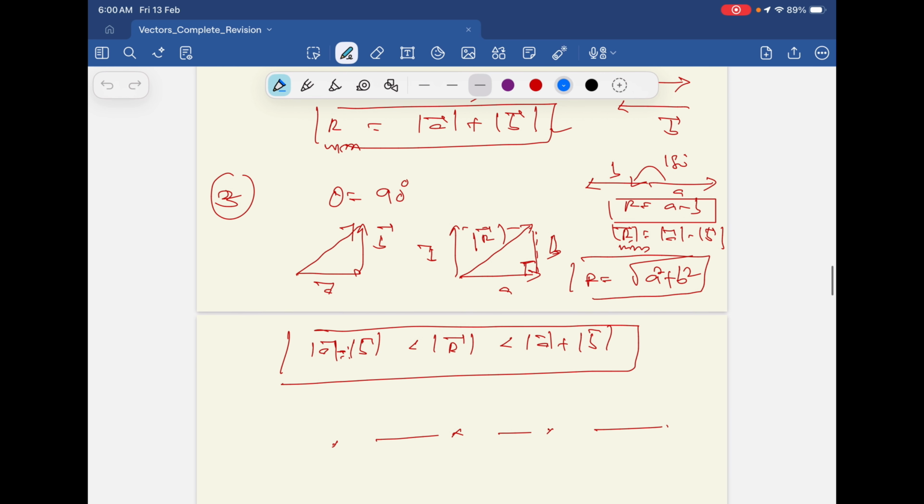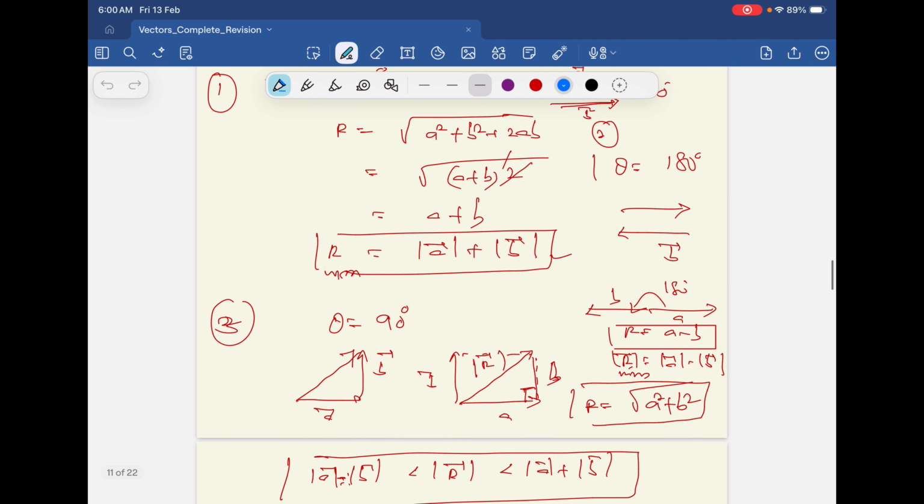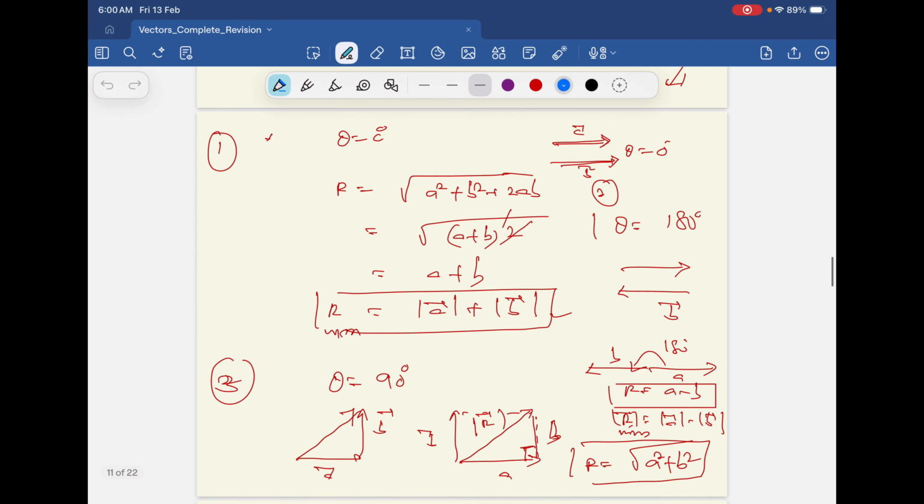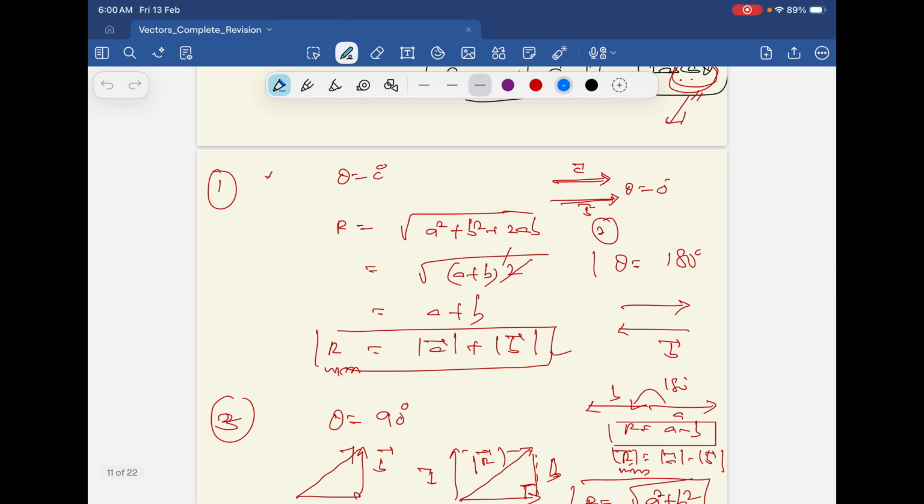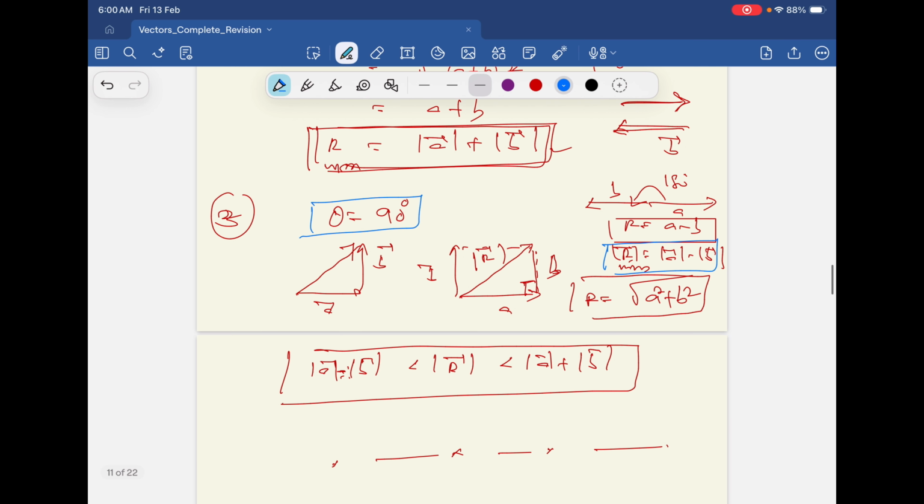Resultant vectors. R is equal to root of a square plus b square plus 2ab cos theta, and when theta is 0 degrees, R is equal to root of a square plus b square plus 2ab. That means we yielded this result: R is equal to mod of a plus mod of b. We have seen when vectors are in the opposite direction, R is equal to mod of a minus b. We have seen when theta is 90 degrees, R is equal to root of a square plus b square. And the value of R lies between these two.